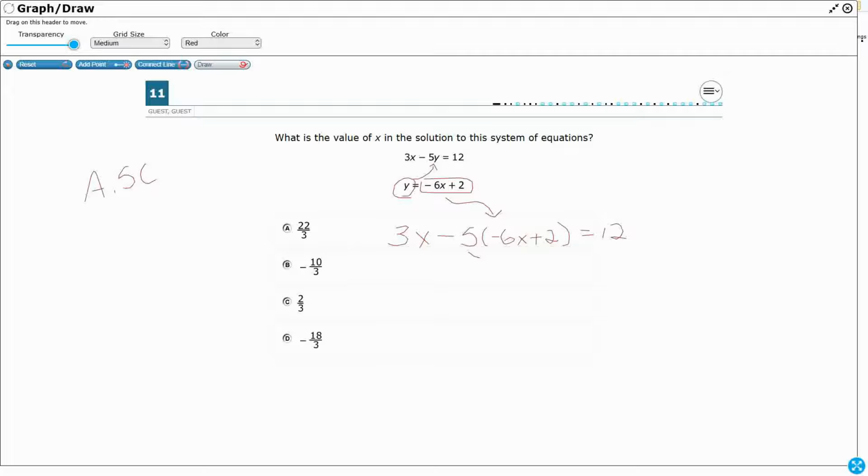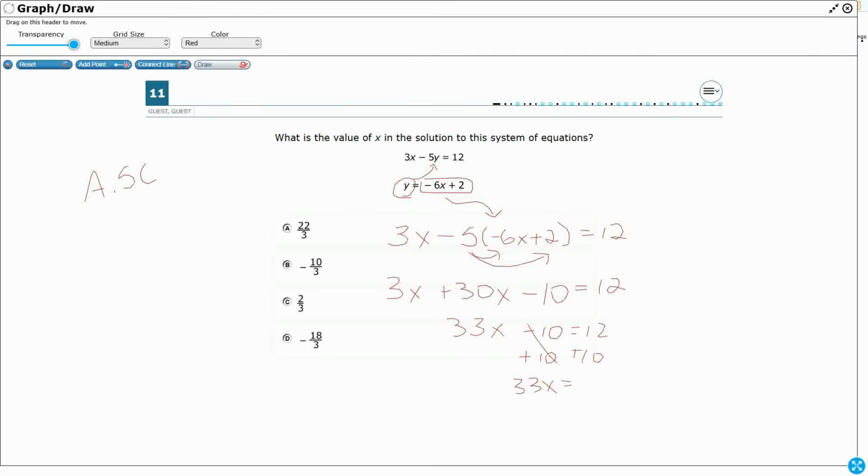So let's distribute this. Let's make sure we do that right. So 3x. All right, so negative 5 times negative 6x, that's going to be two negatives, that's going to end up being 30x. I've got a negative 5 times a positive 2, so the positive and negative makes a negative. 5 times 2 is 10 equals 12. So I've got 33x, and that's a minus 10. That's a 12. Let's add 10.